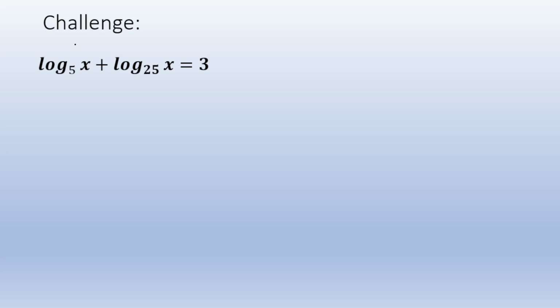The secret here is going to be to try to express all of the terms in terms of the same base. We can do that by applying the change of base formula: log base b of m equals the log base a of m divided by the log base a of b. We're going to choose 5 as the common base here.